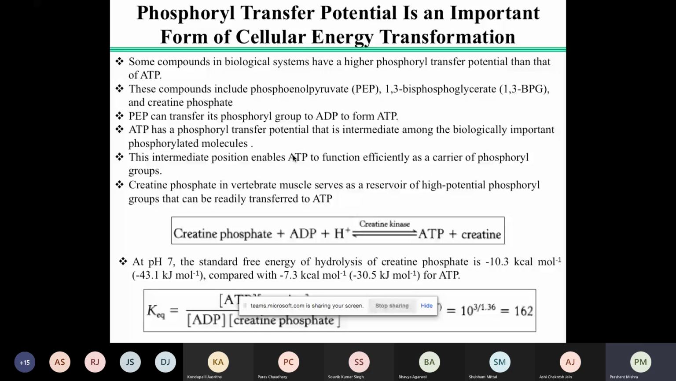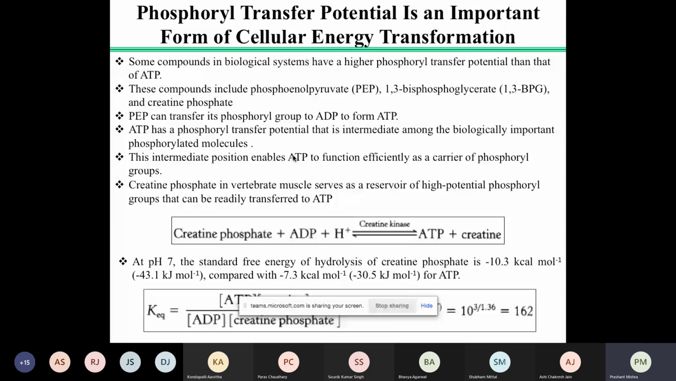On the other hand, you may ask why we don't have creatine phosphate, or some other molecule which has a very high energy which can take care of all the metabolic reaction requirements. The answer is that in the case of ATP, you have seen that it is minus 7.3 kilocalorie per mole. It is the delta G value.